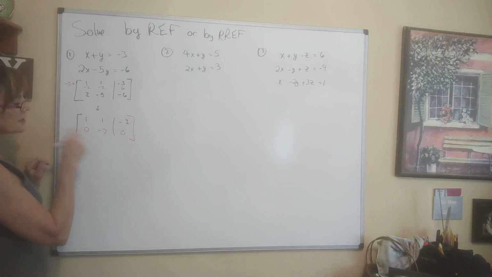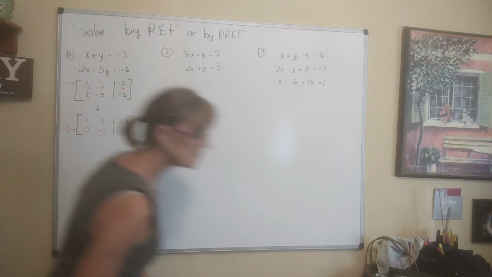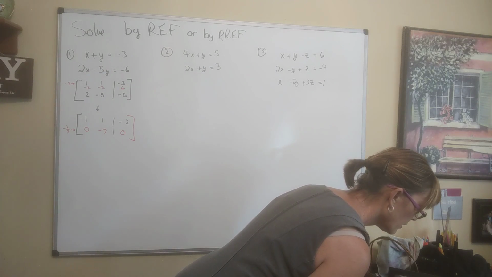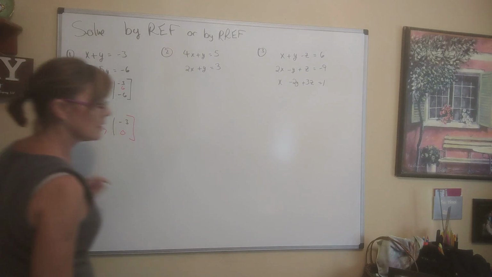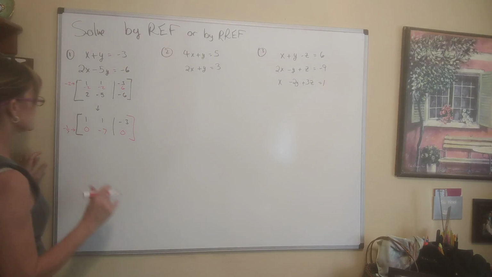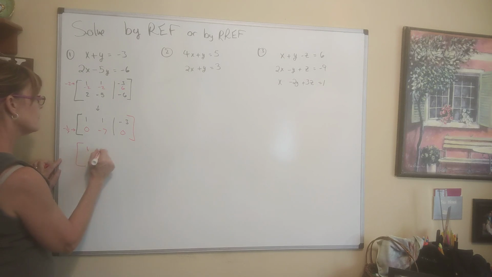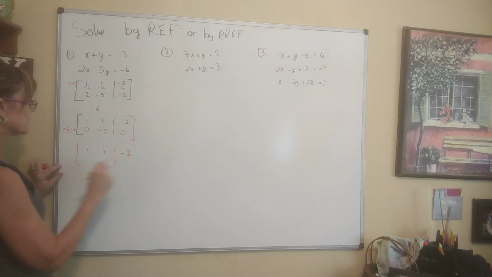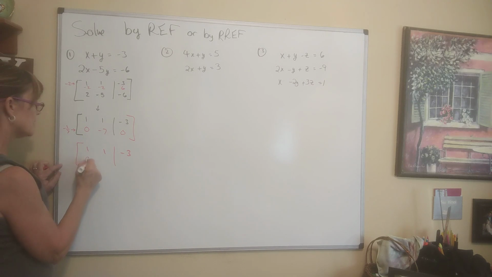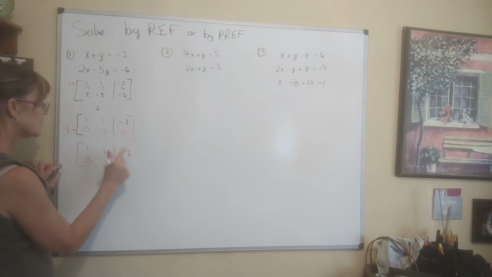Now, I want ones on the main diagonal. I have a 1 there. I would like to make this a 1. The next thing I'm going to do is multiply the bottom row by negative 1 over 7. I'm allowed to do that because of the second transformation. My top row stays the same: 1, 1, negative 3. I didn't do anything to it. Negative 1 over 7 times 0 is 0. Negative 1 over 7 times negative 7 is a 1. Negative 1 over 7 times 0 is a 0.